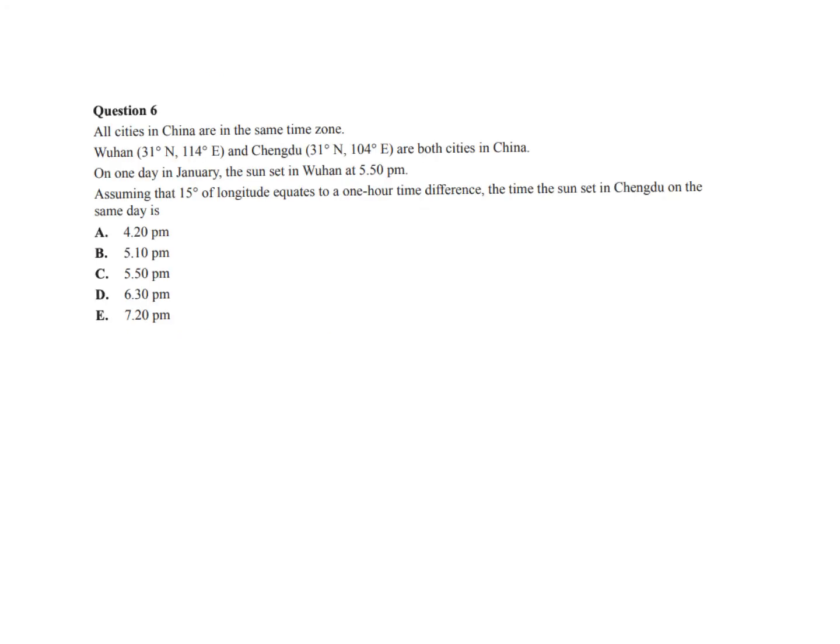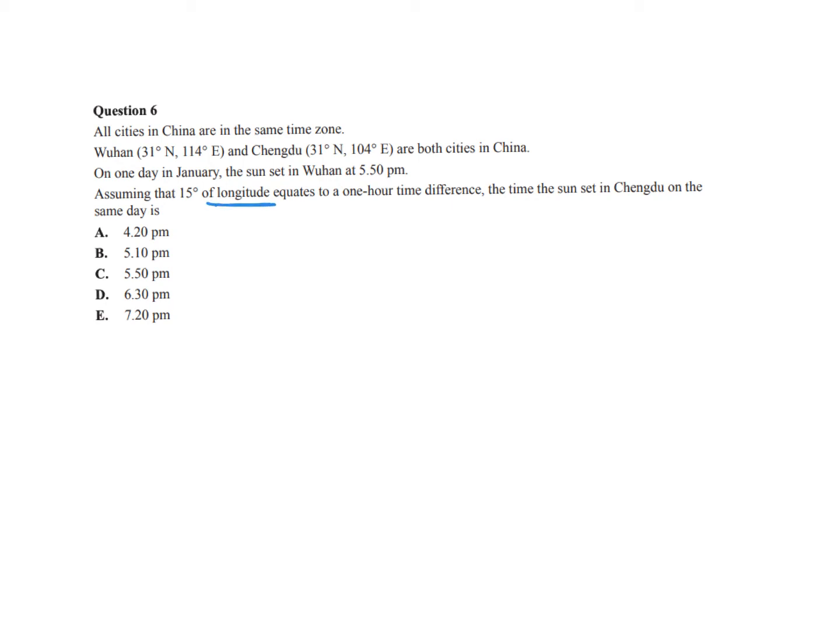You can't. Okay, all cities in China are in the same time zone. All right, so you've got Wuhan and Chengdu, which are both cities of China. On one day in January, the sun set in Wuhan at 5:50 p.m. Assuming that 15 degrees of longitude equates to 1 hour, the time the sun set in Chengdu on the same day is... So we want the difference in the longitude, okay?